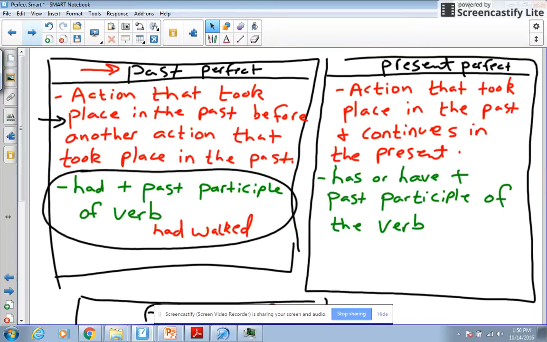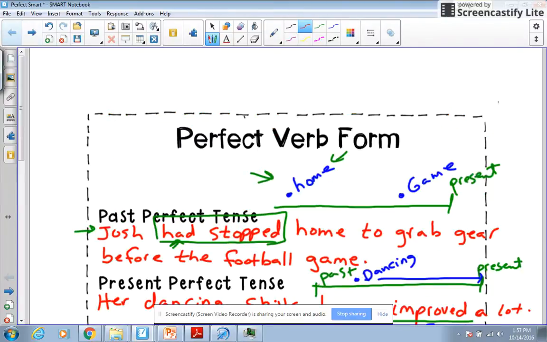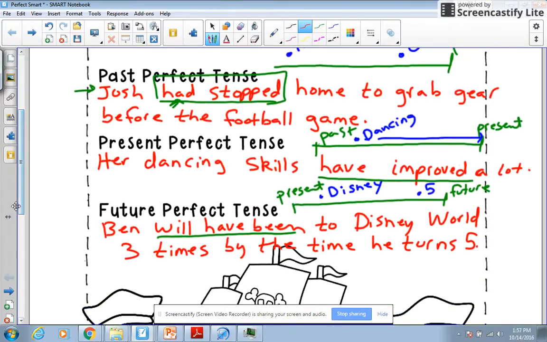Let's take a look at our next form of verb. Our next form of verb is present perfect. And our definition is it's an action that took place in the past and continues in the future. And what we do is we just use the word has or have, and then the past participle of the verb. So in other words, if I have the word walk, the past participle is walked. We just put have walked. Now it's present perfect.